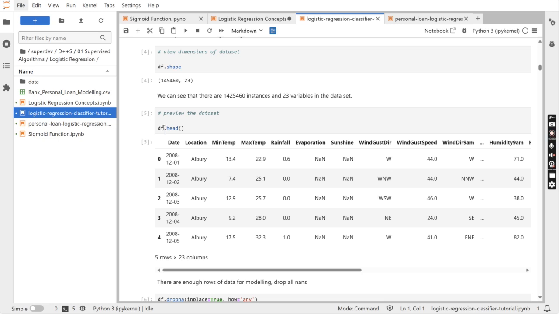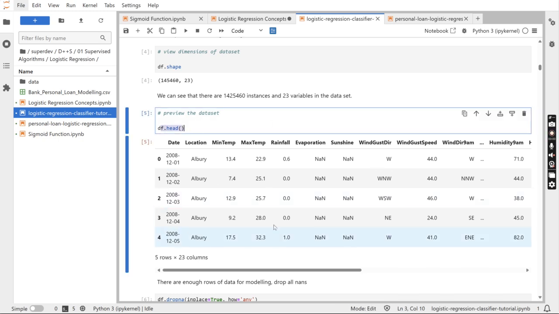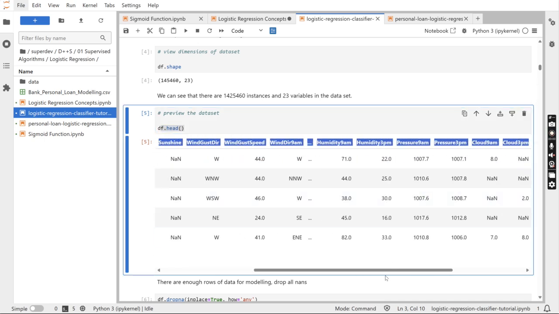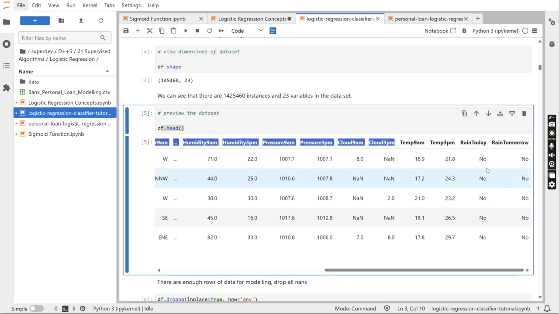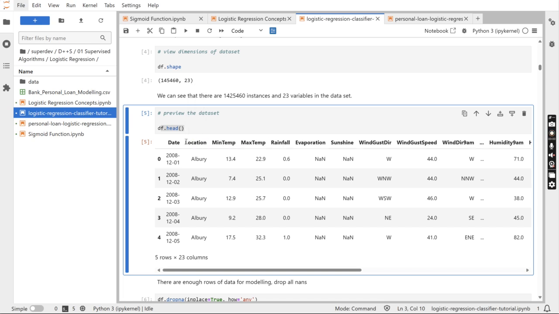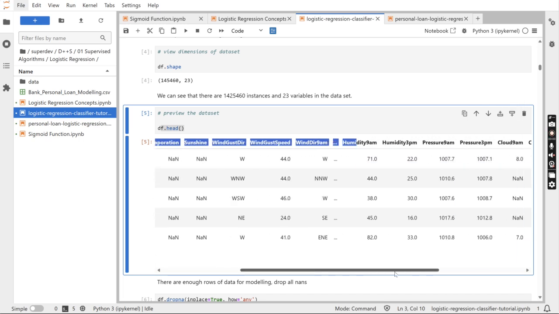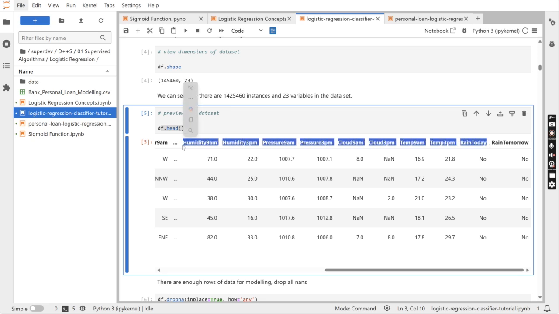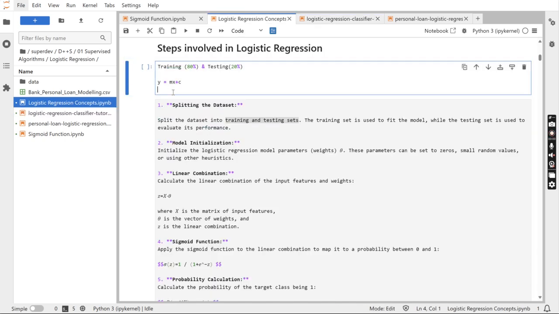When you print this data frame, all of these are x values, all up until this point. The date we don't consider, but all other values are x values, like location, minimum temperature, evaporation, pressure, humidity, etc. So x is essentially a matrix.